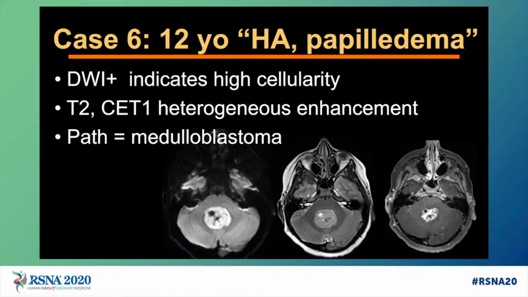The first is a diffusion-weighted sequence, which is positive, indicating a lesion of high cellularity. The second is a T2, which shows some heterogeneity within the lesion. And the third is a contrast-enhanced T1 that shows heterogeneous enhancement. At pathology, this lesion turned out to be a medulloblastoma.